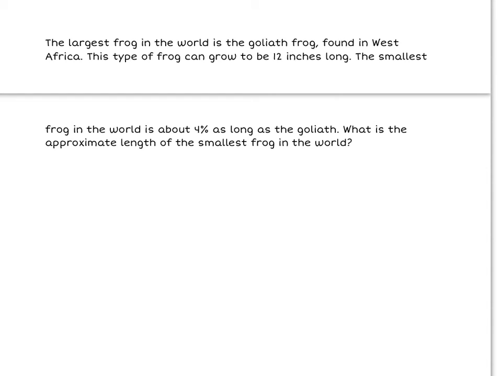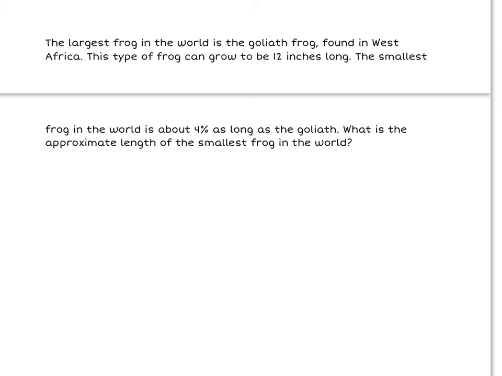All right. So story problem. The largest frog in the world is called the Goliath frog. It's found in West Africa. This type of frog can grow to be 12 inches long. The smallest frog in the world is about 4% as long as the Goliath frog. What is the approximate length of the smallest frog in the world?